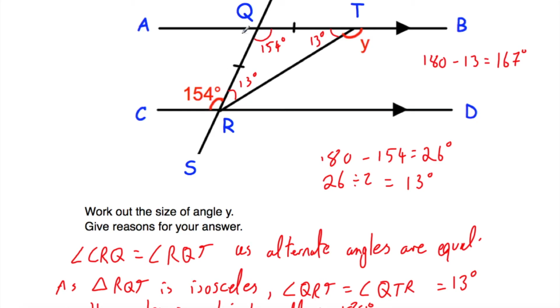Then I said that this is an isosceles triangle, so we had our 13 degrees and 13 degrees, and then I talked about the fact that we have a straight line, so these two angles will add together to be 180 degrees, and that's it. Now there may have been another approach to that question, but that's the approach that I've used.